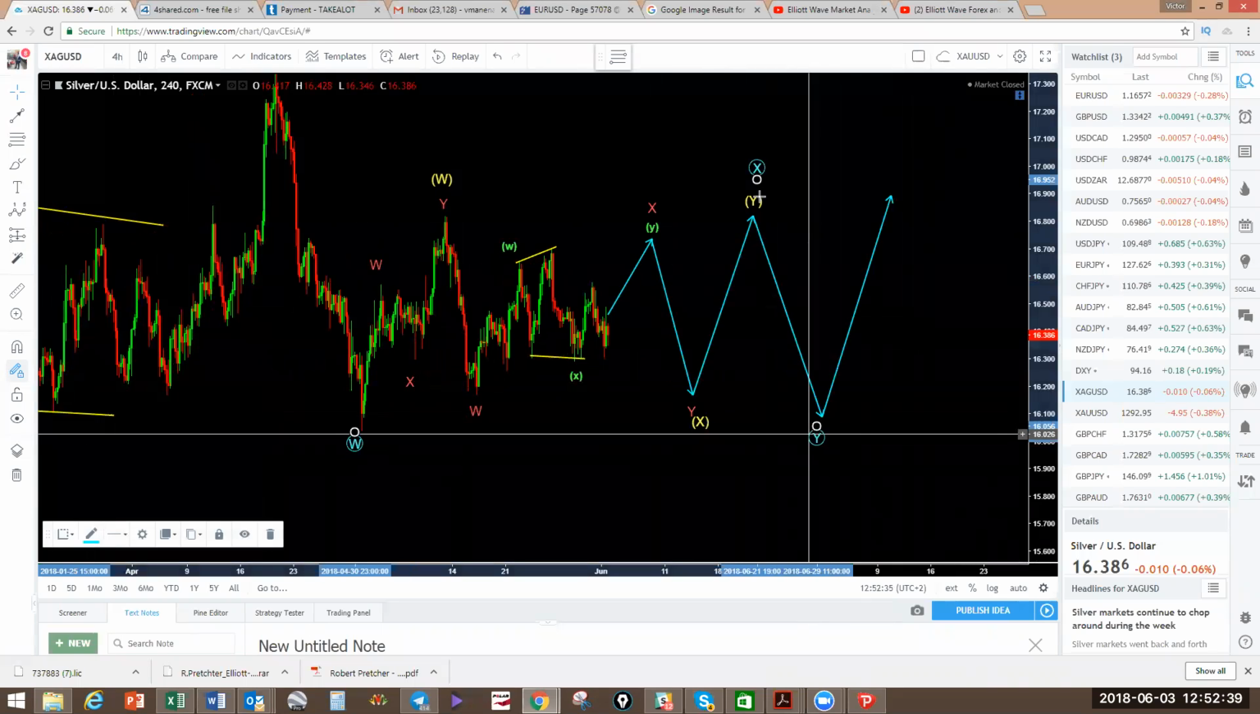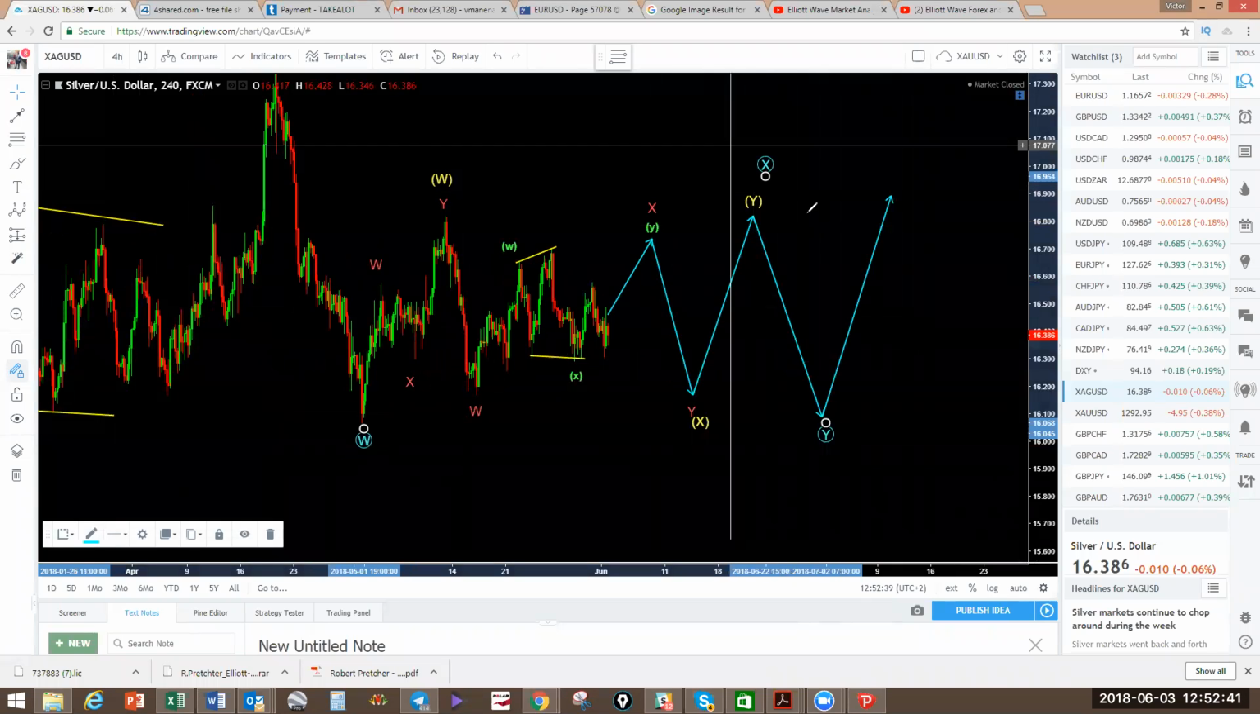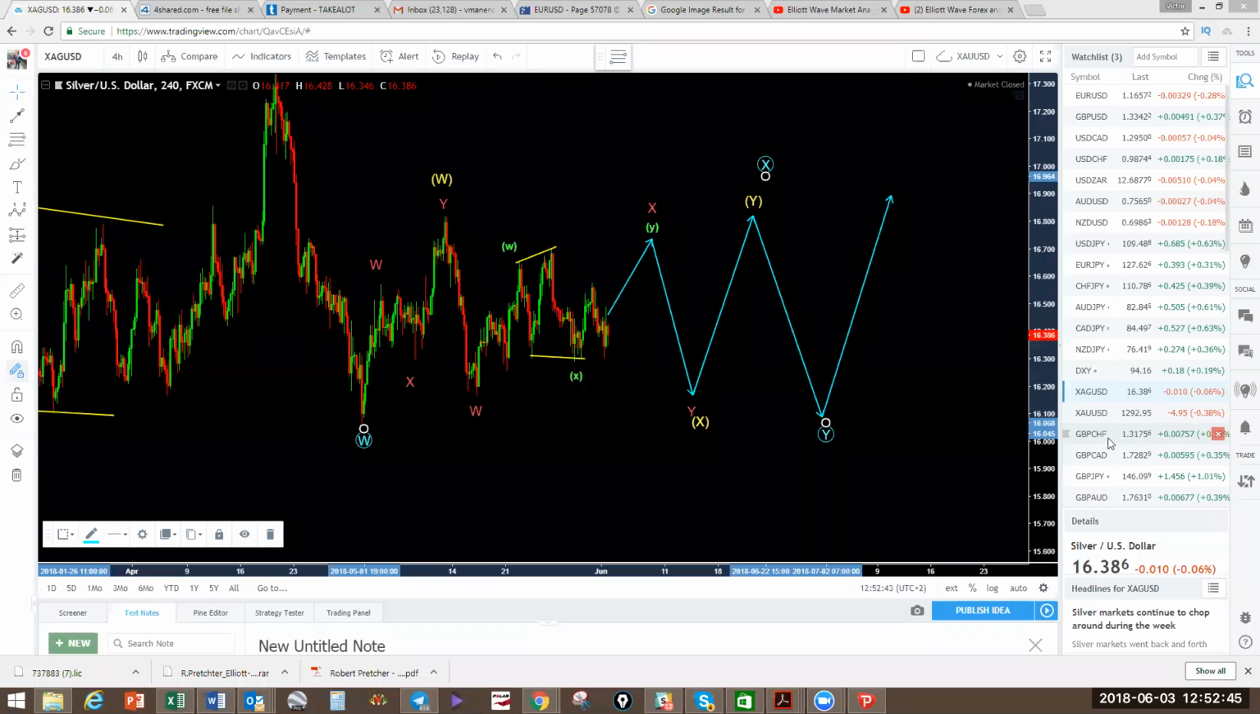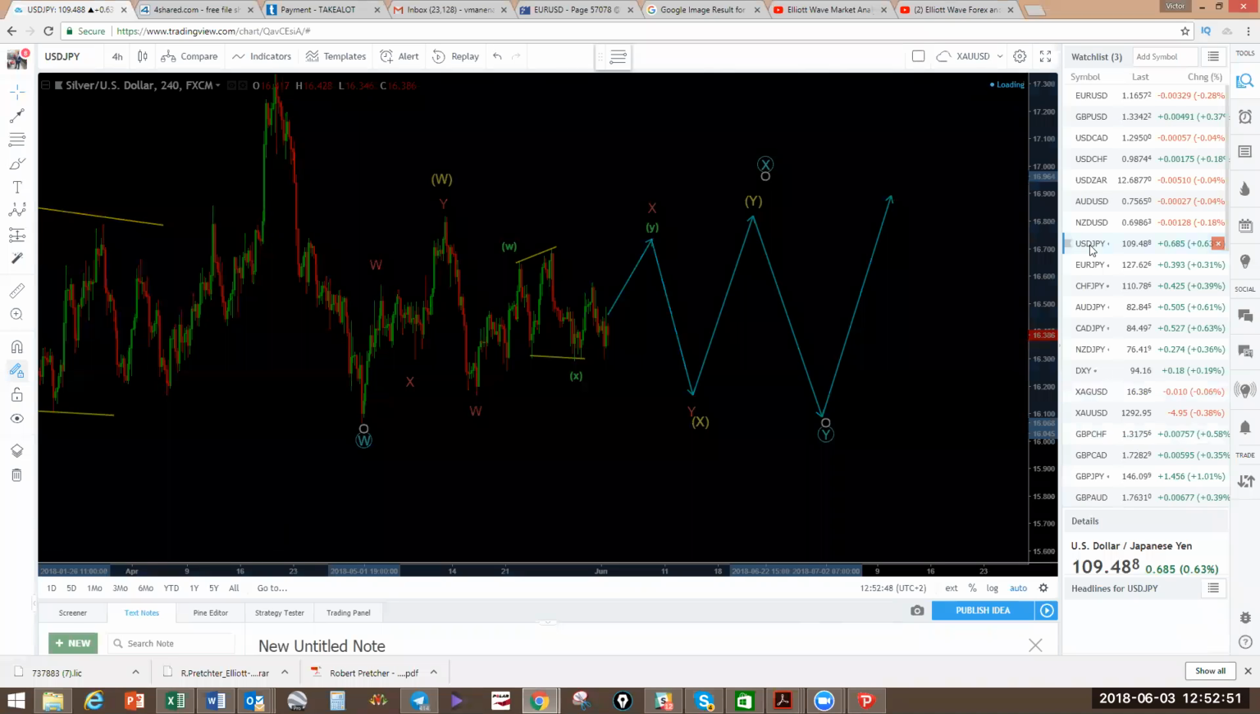Still very corrective. It's a very corrective structure. So pretty risky structures here at this stage. That is silver. Right, so now we can look at the yen pairs. Looking at the yen pairs.